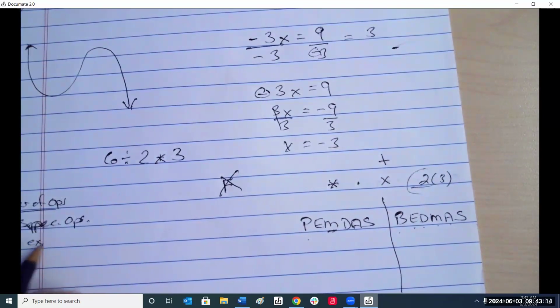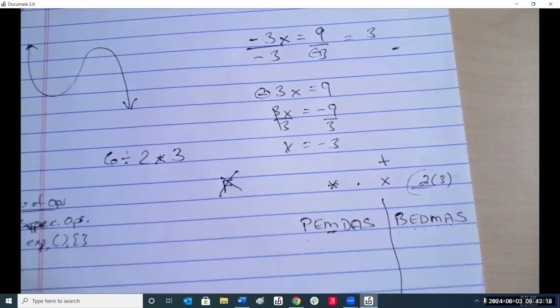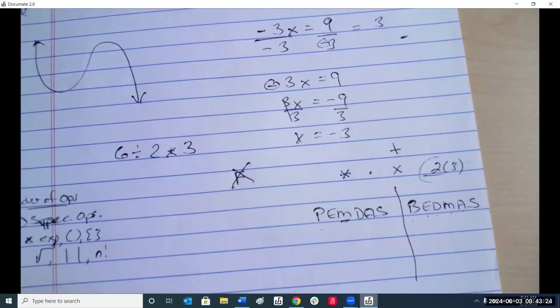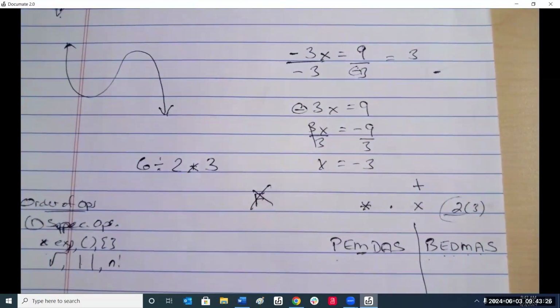Exponents, parentheses, brackets, radicals, absolute values, factorials. There are over 400 symbols used in mathematics. PEMDAS only talks about 2 of them. According to PEMDAS, you couldn't do square roots. You couldn't do absolute values or factorials.